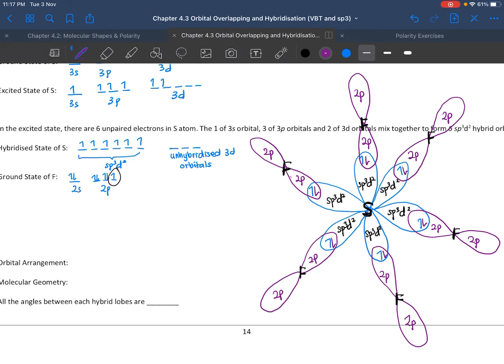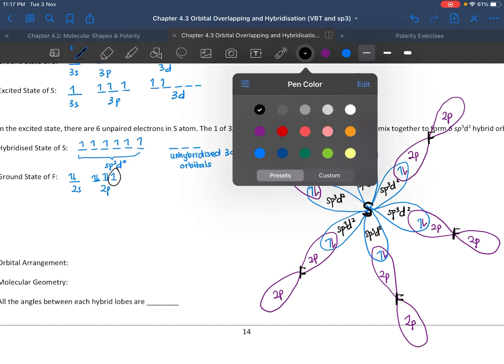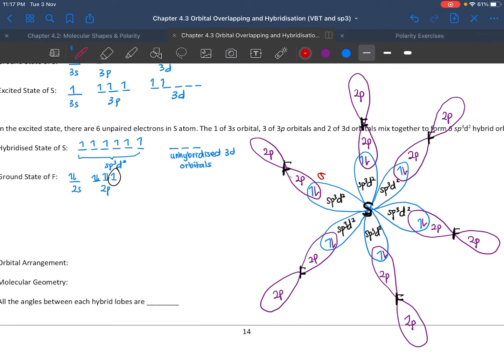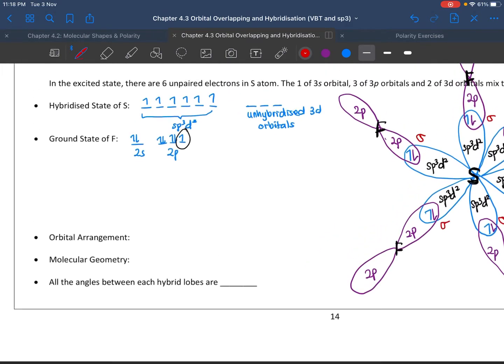Okay, so done. Next, kamu kena label sigma bond. So sigma bond, sigma bond, sigma bond, sigma bond, sigma bond, sigma bond. Okay. So ini pelik sikit. So I will draw again. Sigma bond. Okay. So settle. Next is kita kena tengok angle dia. So angle since the shape is octahedral. So we know that the angle, all angle dalam octahedral adalah 90 degree.